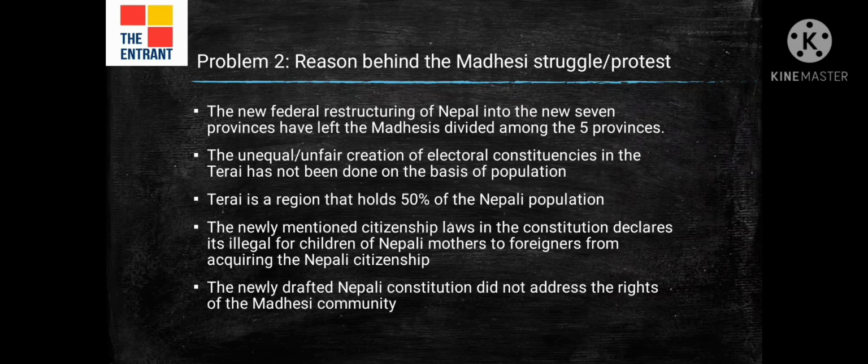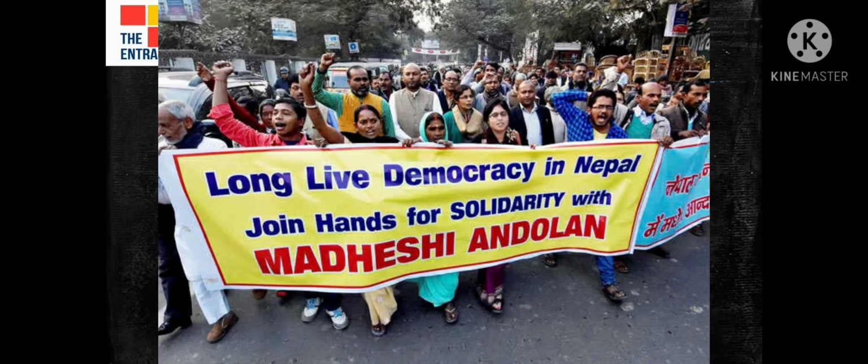Over here, as I mentioned earlier, the Madhesi communities constitute a major share of the population in the southern part of Nepal. And the recent electoral constituency creation was not equal and did not give a fair number of opportunities for the Madhesi tribe. Now, the Terai, that is the southern part of Nepal, is a region that holds 50% of the Nepal population. The newly mentioned citizenship laws in the constitution make it illegal for children of Nepali mothers and foreign fathers to acquire Nepali citizenship.